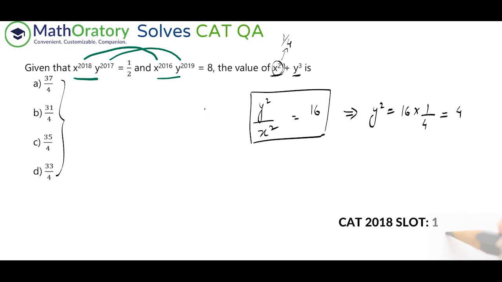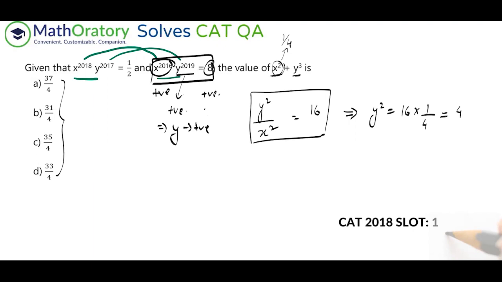But minus 2 is not feasible, because if you check this thing here, x to the power 2016, this part is positive, and this 8 is also positive, right? So obviously this y to the power 2019 must be positive, which implies that y is positive. So this is pretty easy to analyze. You can do it from the other one also.